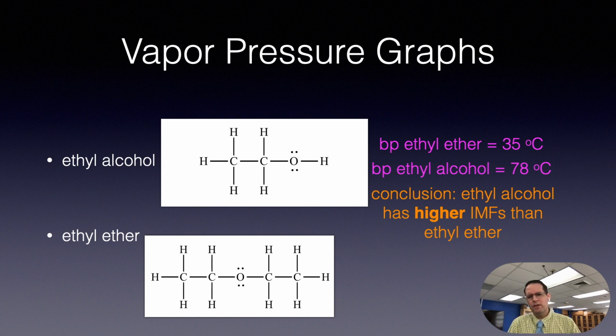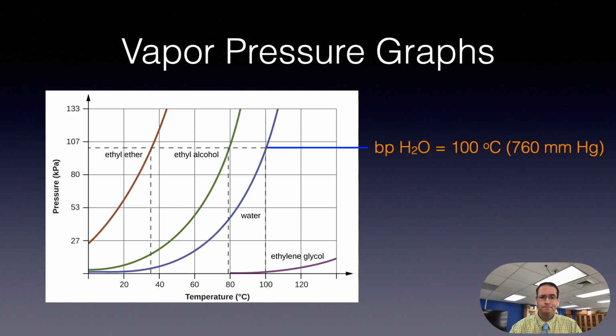Ethyl ether, by the way, boils at 35 degrees Celsius. So if you're kind of running a fever, you could probably put a test tube containing ethyl ether on your forehead and make it boil right on your forehead.